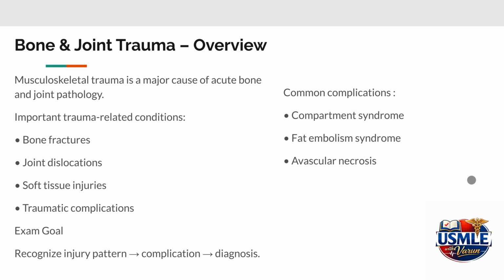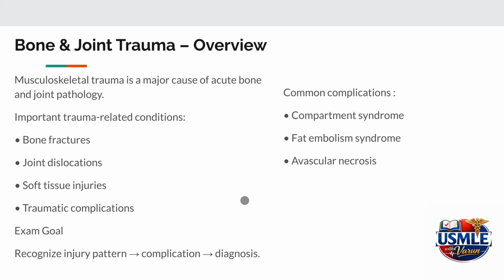These injuries can occur due to accidents or sports activities, falls, or high energy trauma. In examinations such as USMLE and NEET PG also, these trauma questions rarely test only the fracture itself. Instead, these questions will be focusing on complications that occur after trauma. So it is very important that we know about them. Some of the most important complications include compartment syndrome, fat embolism syndrome, and avascular necrosis.